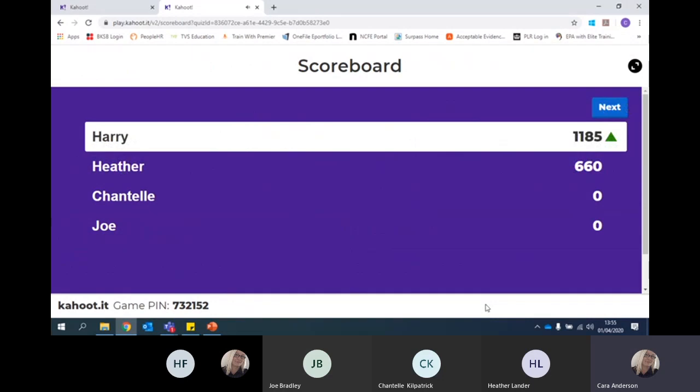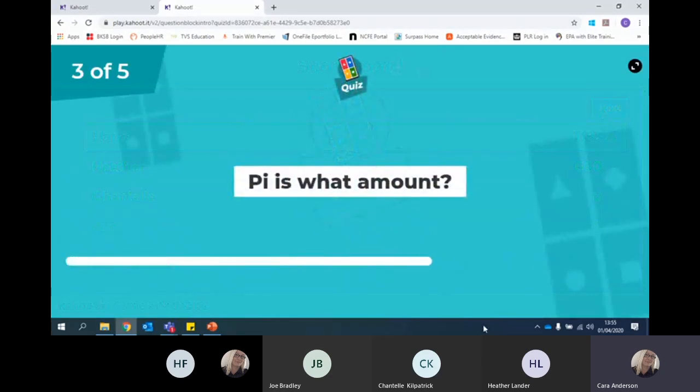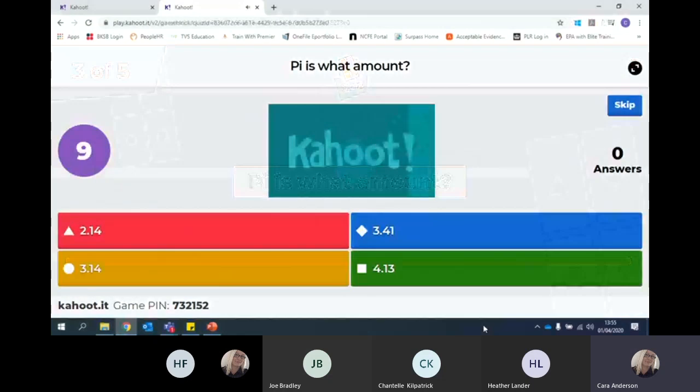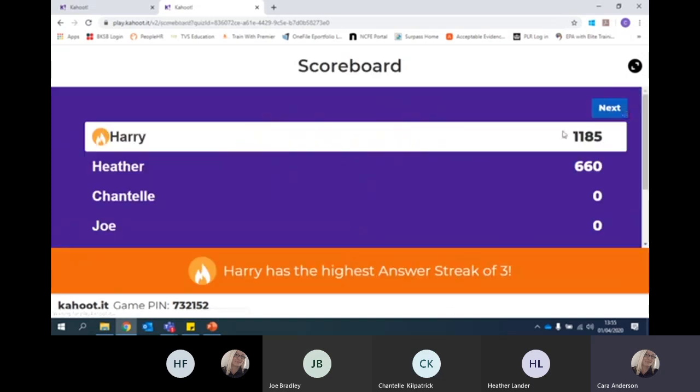Oh, Harry got in there first. Well done, Harry. So pi is what amount? Excellent. So 3 of you got that right. It's 3.14. Blue is an easy mistake to make because it's 3.4. You've got all the numbers in there, so it's close, but if you're doing it at speed, that's an easy mistake. I'll let you off on that one. Let's see who's up there. Harry, he's on fire. Well done, Harry. You might actually beat Heather this time.